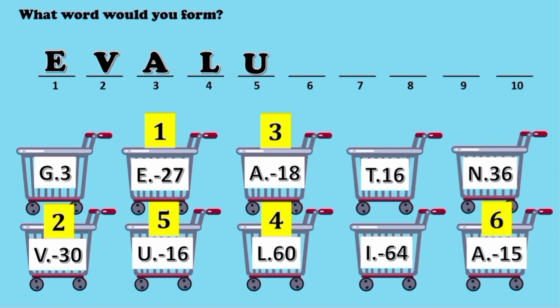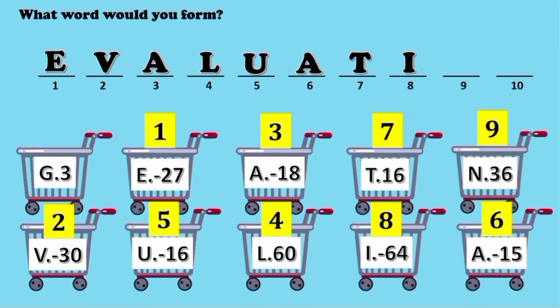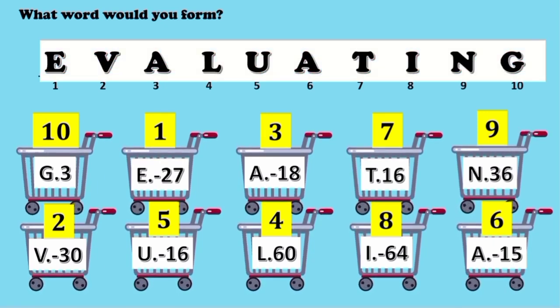For number 6, we have A, negative 15. For number 7, T, 16. For number 8, we have I, negative 64. Number 9 is N, 36. And lastly, number 10, we have G, 3. The word that we formed is evaluating.